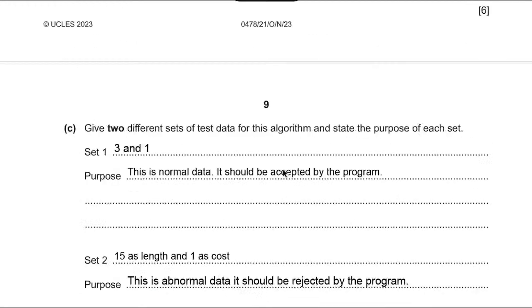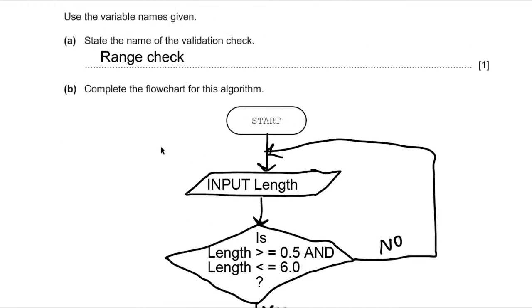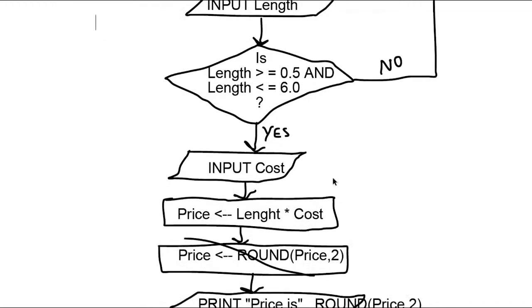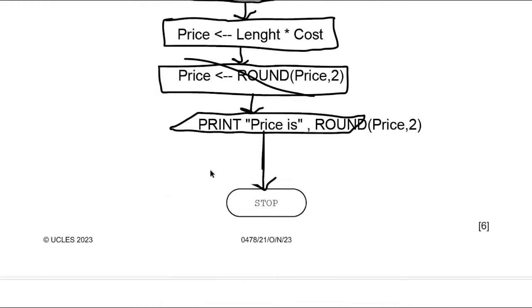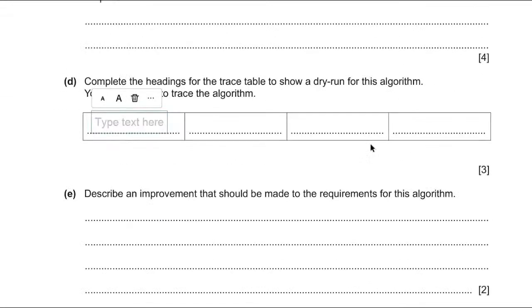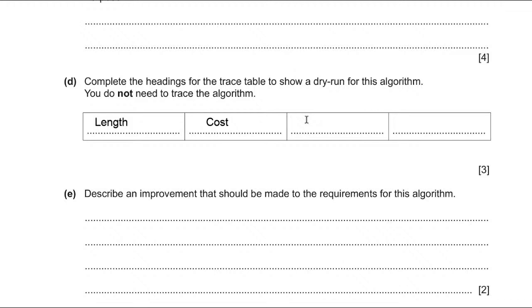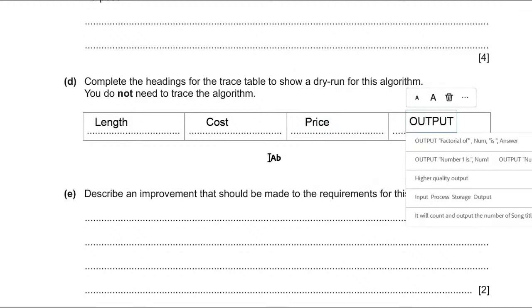Okay, so in a trace table, all the columns represent one variable each. Our first variable is length, then we have cost, then we have price, and the fourth one would obviously be for output. So length, cost, price, and output. There you go.